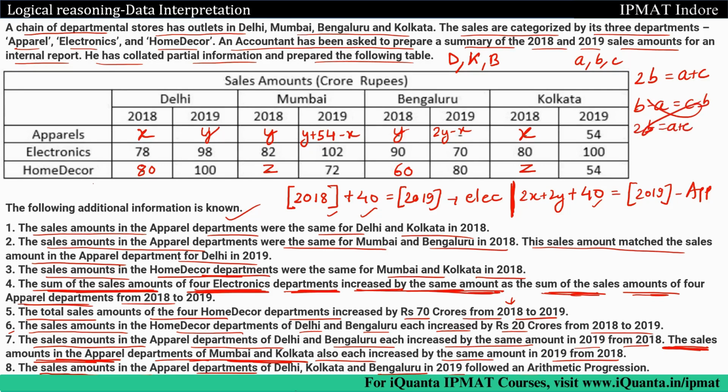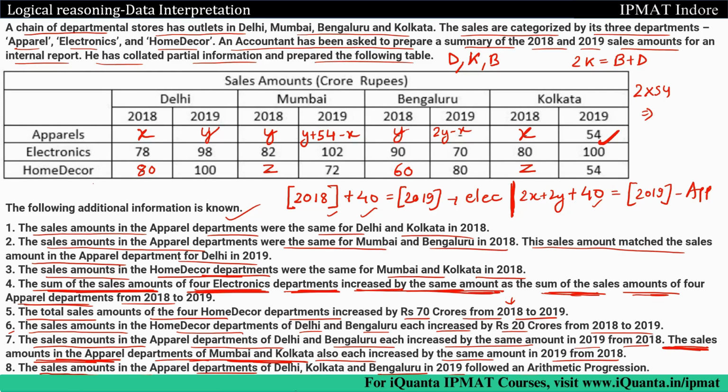Okay. So I hope many of you know this. 2 times Kolkata will be equal to B plus D, right? So apparel and 2 times Kolkata apparel 2019. So 2 times 54, because the value of Kolkata apparel 2019 sales is 54, right? It should be equal to B plus D.